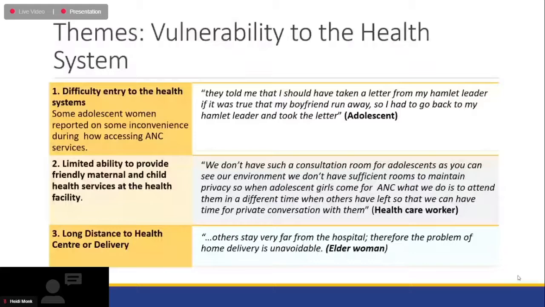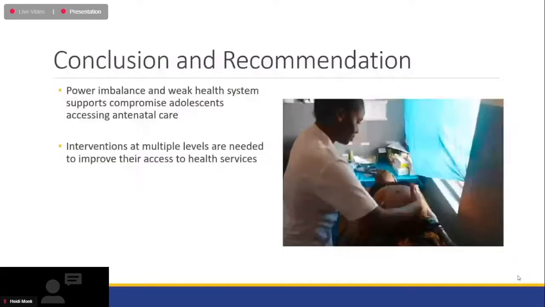Also reported was the long distance to health centers for delivery. Most of the adolescents, due to their risk of premature delivery and complications during childbirth, are supposed to deliver at health centers, especially for the first pregnancy. They are required to deliver at the health centers. But sometimes they don't have the fare for transport to go to the health centers, so they decide to stay away. Sometimes they deliver at dispensaries, which are frightening, and they are not able to get money to go to the health centers for the services. And some reported that sometimes home delivery is unavoidable.